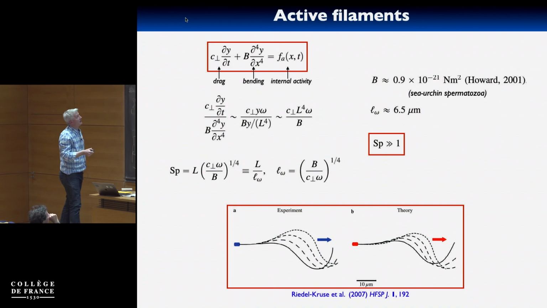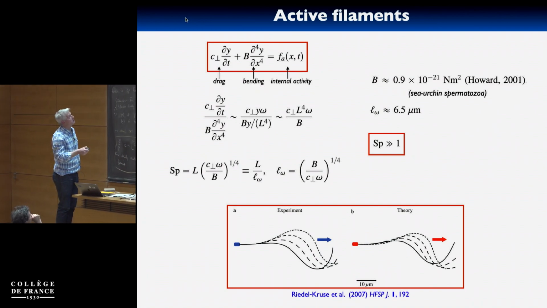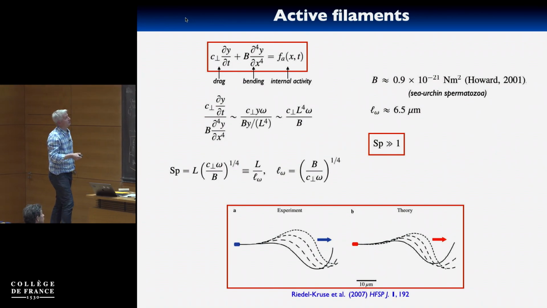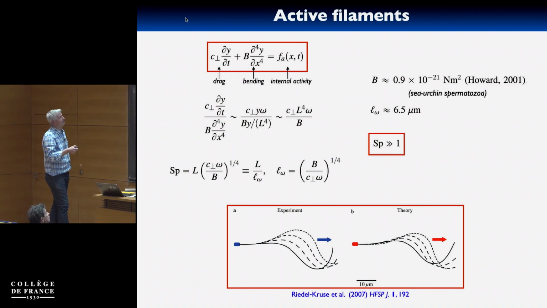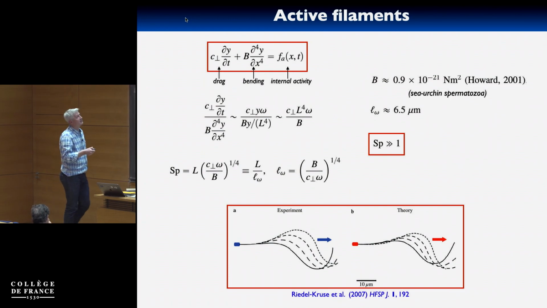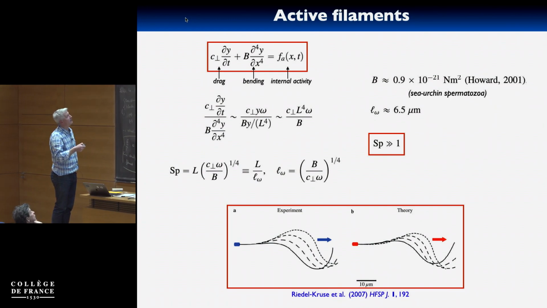And for sperm cells, it turns out the sperm number is much, much larger than 1. So it's mostly the balance for those organisms is between the internal activity and the drag. If you calculate the intrinsic penetration length for bull sperm, it's on the order of a few microns, and the length of the cell, big L, is multiple tens of microns, so that ratio is much larger than 1. And if you take it to the power of 4, it's even stronger.